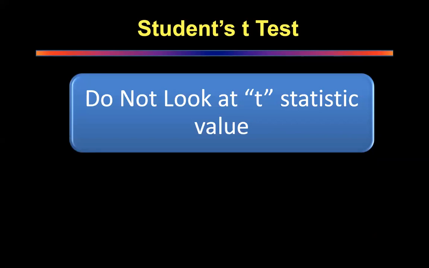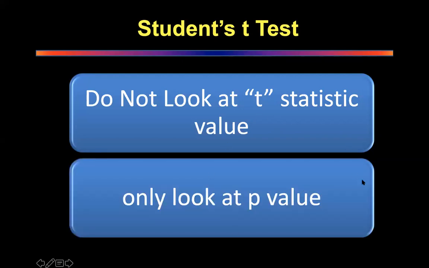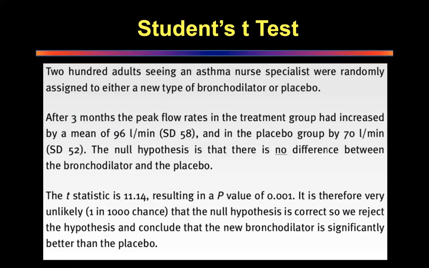So do not look at the t-statistic value of the test. It comes up with a student t value. You have to look only at the p-value of this test, nothing else. Don't worry about what else comes out of that software. Just look at the p-value, and the p-value will tell you less than 0.05, significant or not significant. Does that make sense, what I just said?